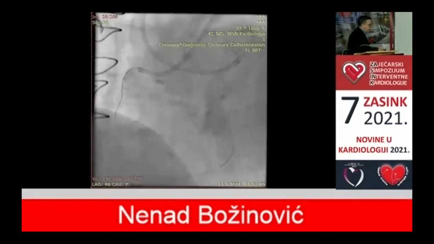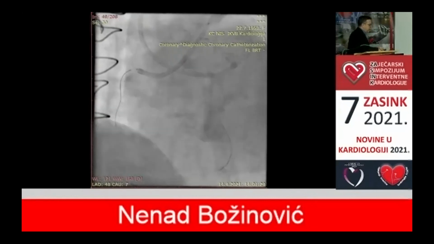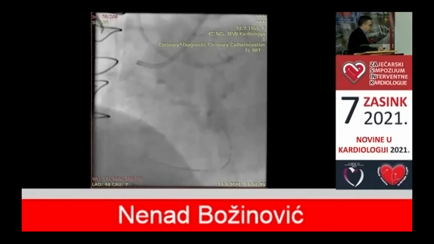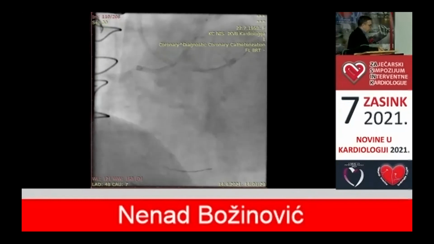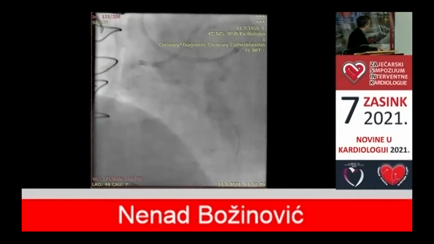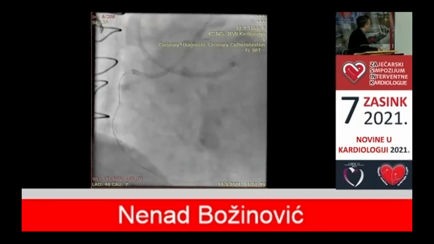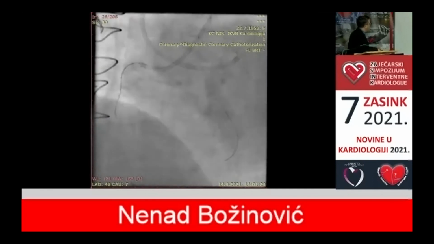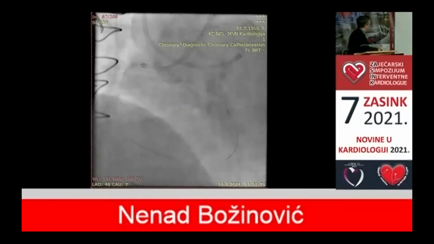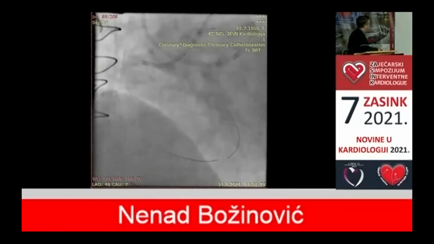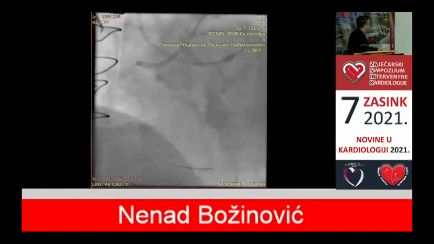Now my antegrade wire is in a retrograde microcatheter, and then I pull back my retrograde wire. I pull back my retrograde wire and push my antegrade wire through the whole retrograde system. And then if I don't have enough support, because I have there a microcatheter and an antegrade wire, I will put there a trapping balloon.